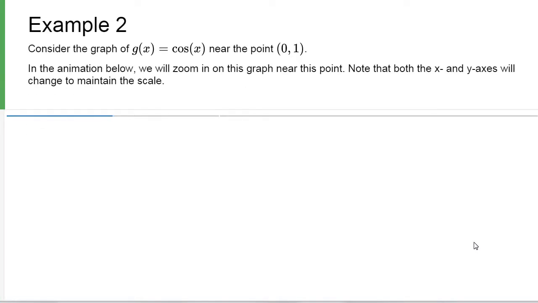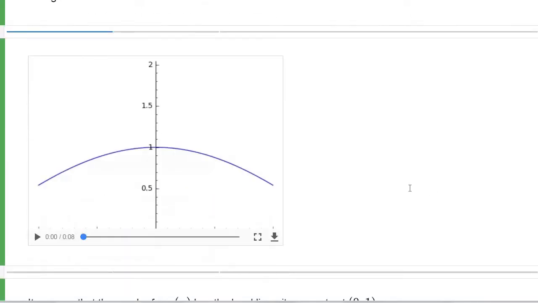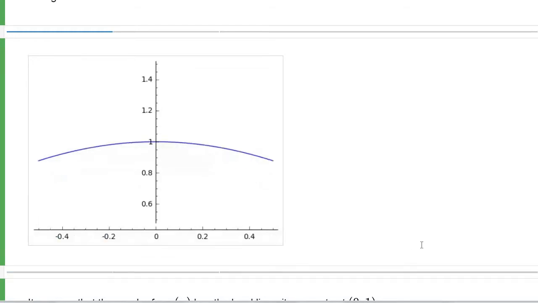All right, here's a second example. I want to think about the function cosine of x near (0, 1). And in this one, I have made a little animation video, and I'm going to zoom in on this point right here, (0, 1), right at the top of this. You'll notice that the x and y axis will change as I zoom in. I want to keep the scales the same so that this picture doesn't get distorted.